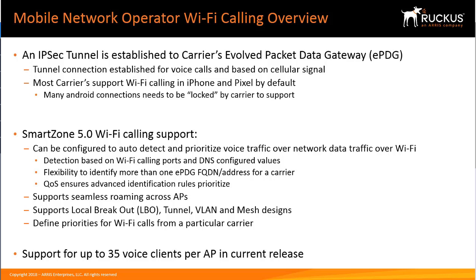SmartZone. Now, SmartZone does support seamless roaming across multiple APs and can support either local breakout, tunnel, VLAN, and mesh designs that you have configured in your network. It can also allow you to set unique or specific priorities for Wi-Fi calls for particular carriers. So for some carriers you can provide a certain priority, whereas for other carriers you could provide less, and it's based on how you configure that into SmartZone.